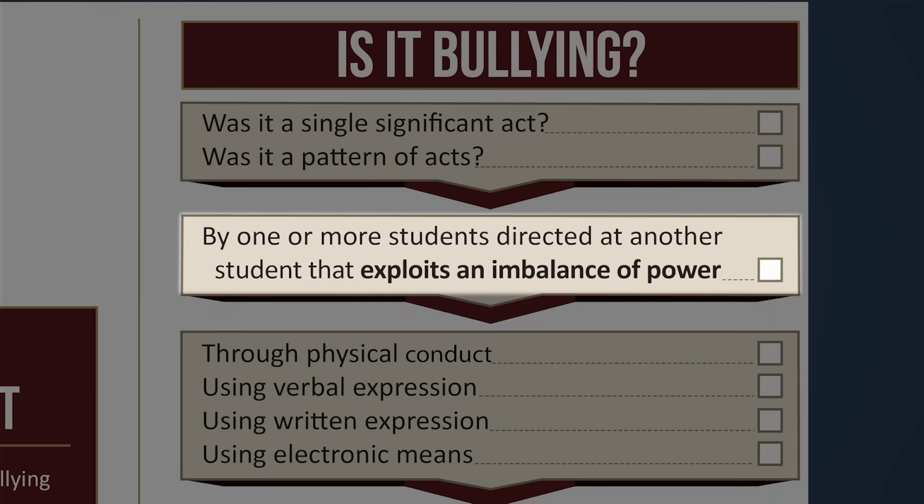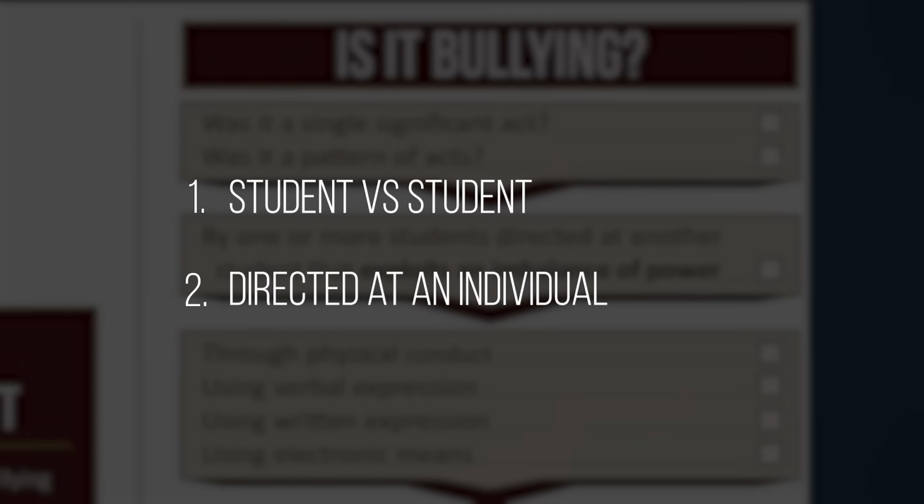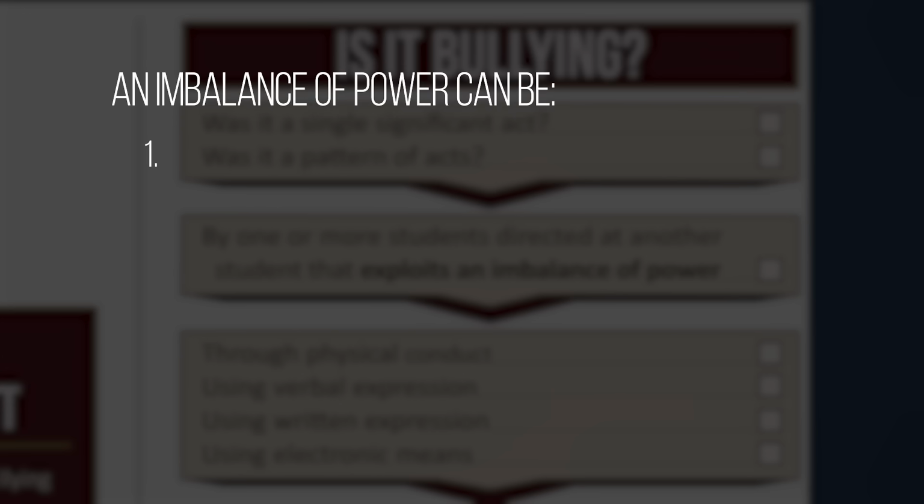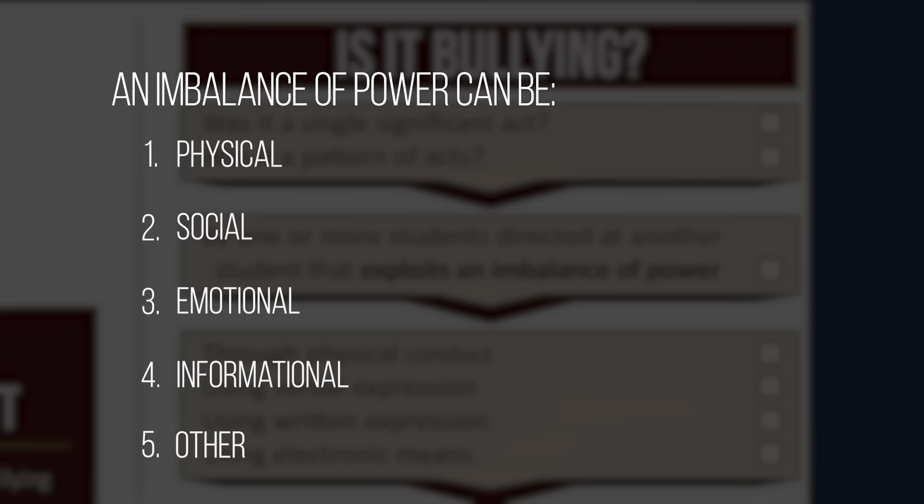The significance of this determination is that the acts must be student versus student, and the actions must be directed at an individual student. An imbalance of power is a subjective determination and can include physical, social, or emotional threats to a student's well-being. Power imbalances can change over time and in different situations, even if they involve the same students.